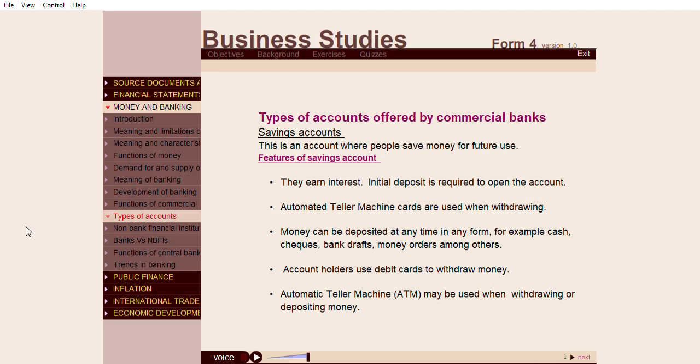Savings accounts. This is an account where people save money for future use. Features of savings account. They may earn interest. Initial deposit may be required to open the account. Automated teller machine cards are used when withdrawing. Money can be deposited at any time in any form, for example, cash, checks, bank drafts, money orders, among others. Account holders use debit cards to withdraw money. Automatic teller machine (ATM) may be used when withdrawing or depositing money.